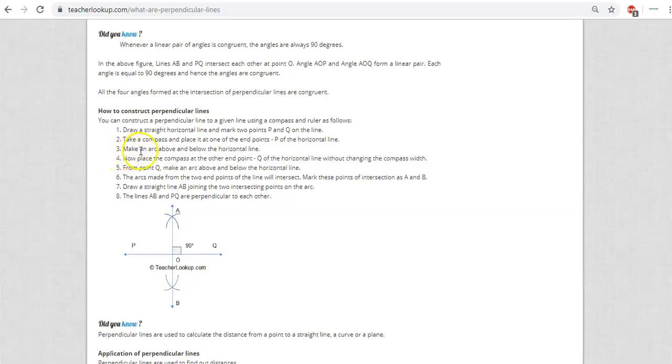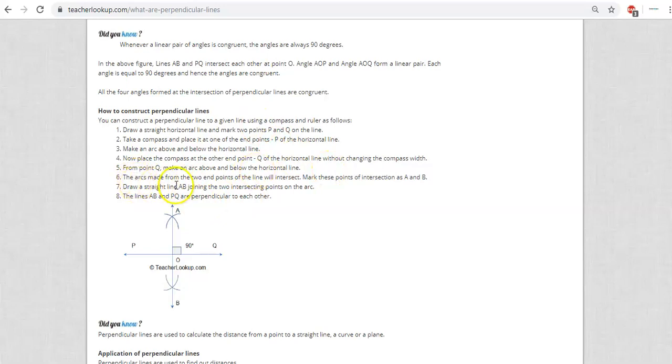The third step is to make an arc above and below the horizontal line. As you can see here, there are arcs. Now place the compass at the other end. So we first placed the compass on the P end, now we're going to place it on the Q end. And without changing the compass width, we jump on to step 5, which is from point Q, make an arc above and below the horizontal line, which we can see is here, another arc. So it's basically this arc here and this arc here.